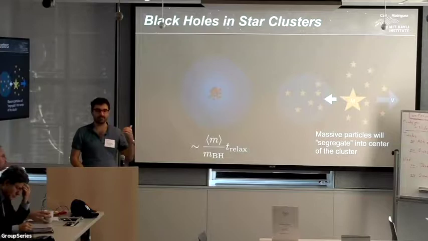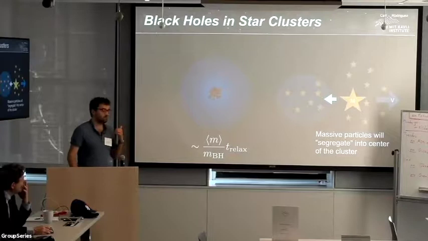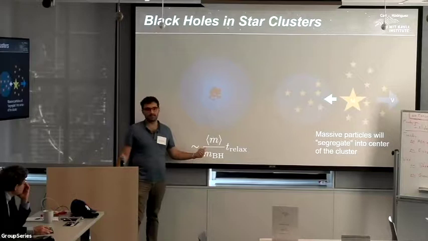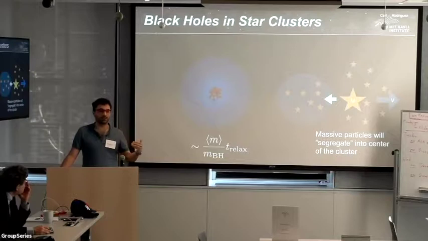And this happens on a time scale that depends on the relaxation time of the cluster. So if I have a black hole with mass 10, let's say 10 solar masses, and my typical star is a solar mass, on average, this dynamical friction time scale, this mass segregation time scale, is going to be 10 times faster than the total relaxation time of the cluster.